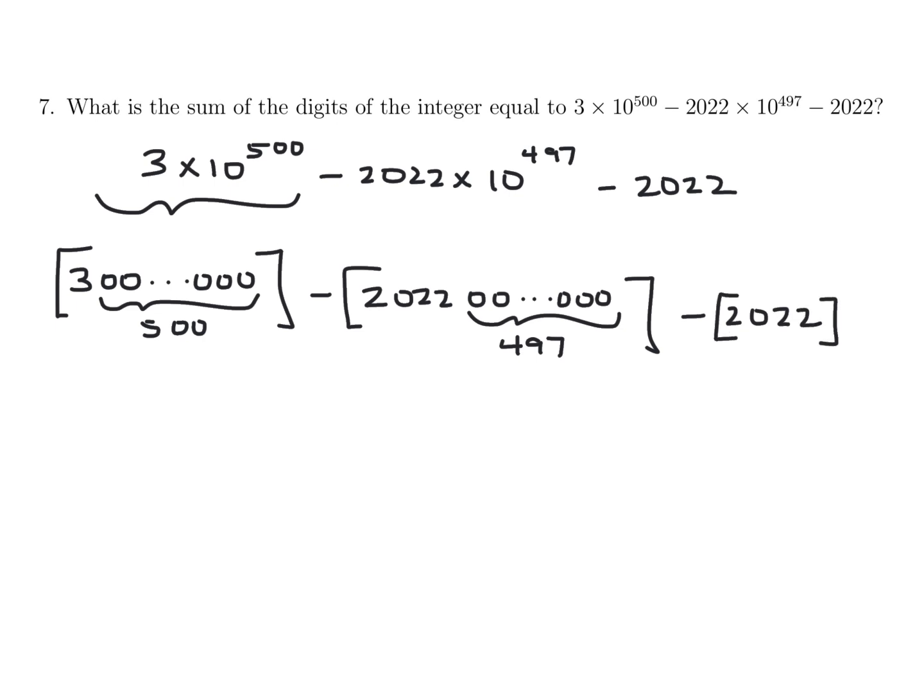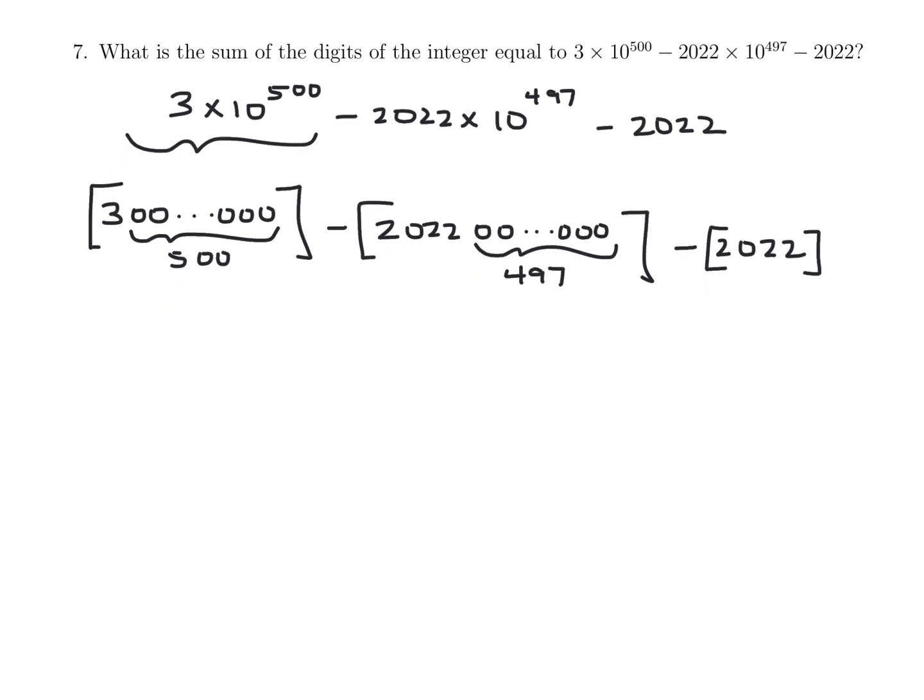Okay, so let's talk about this now. If it's too daunting, what you can do is just use a smaller example. Like just use 30,000 and then 2022 like that, and then see what it is. Just to get an idea.